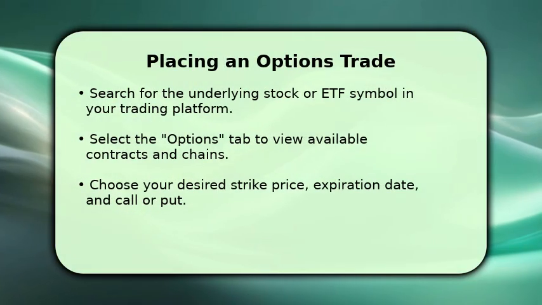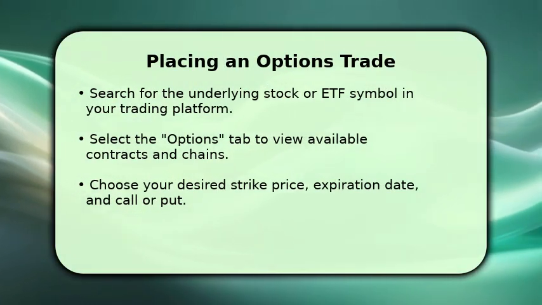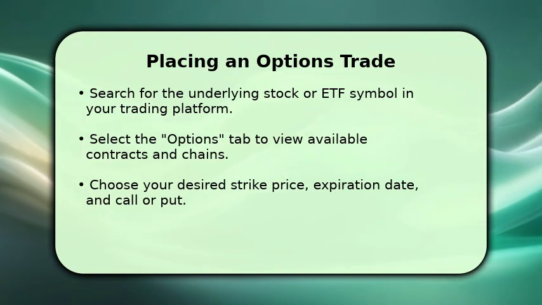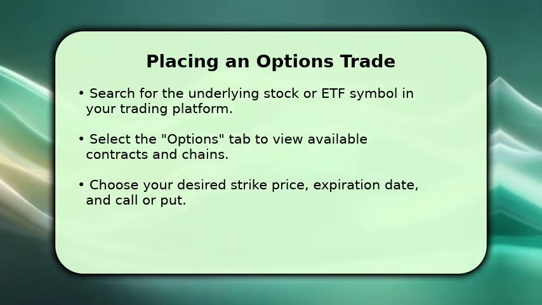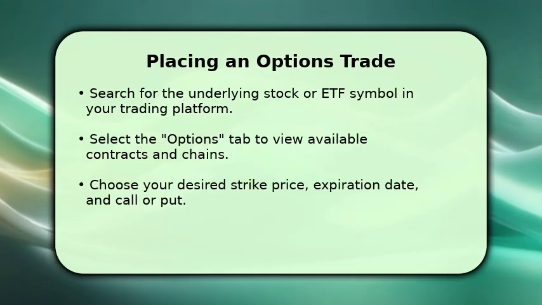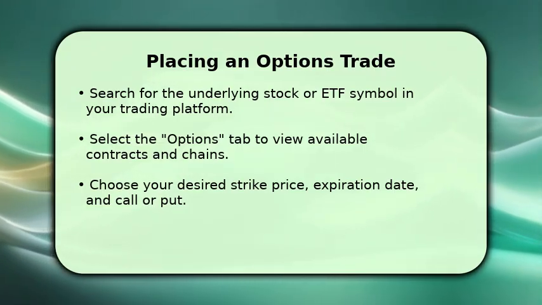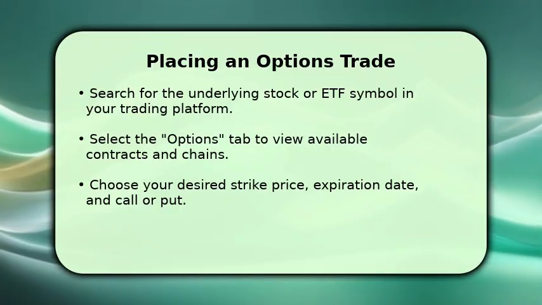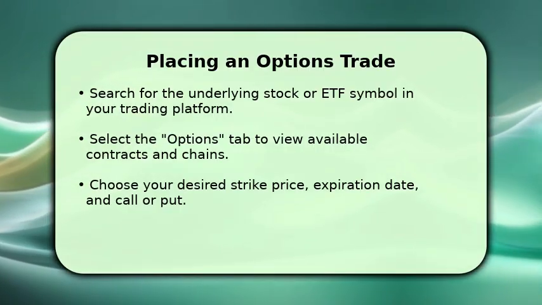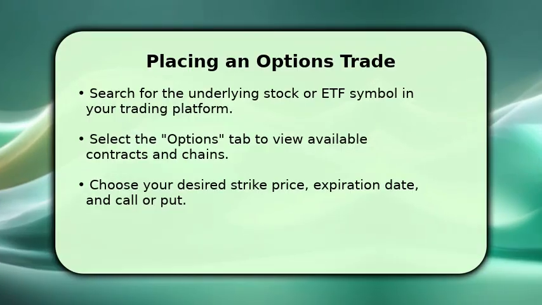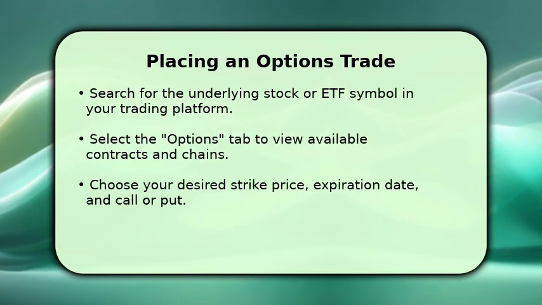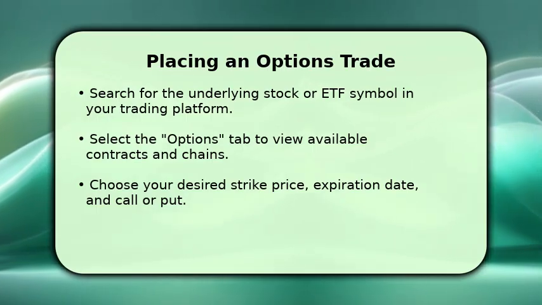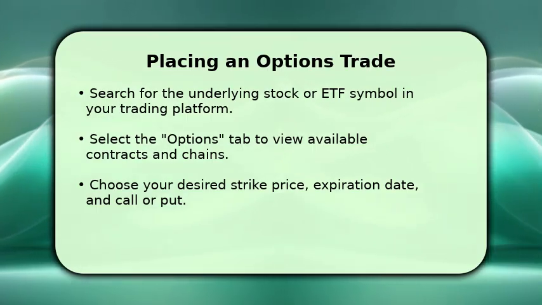To place a trade, first locate the underlying asset, like a stock or ETF, using the search bar. Then, navigate to the options chain, which displays various strike prices and expiration dates. Select whether you want to trade a call or a put, and choose your specific strike price and expiration. Finally, input your order details, such as the number of contracts, your desired price, and the order type, like a limit order, before submitting it for execution.